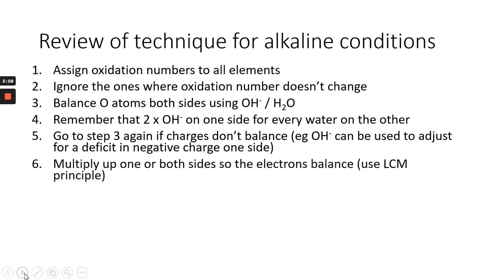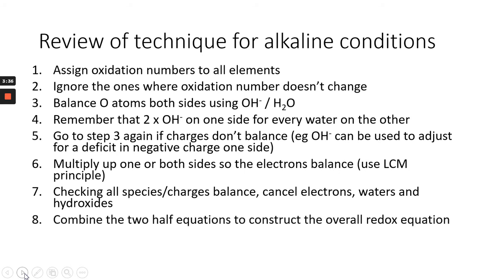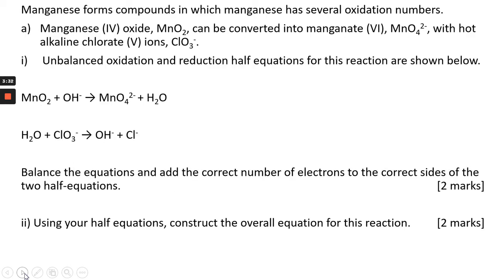So once you've done that, you can check the oxidation number changes, see how many electrons were transferred, that is, gained or lost, and then you can multiply up, as normal, one or both sides to get the electrons balanced, using the lowest common multiple principle. Finally, checking all the species and charges balance, you cancel your electrons, your waters, and your hydroxide as appropriate, before combining the two half equations to construct the overall redox equation that we want.